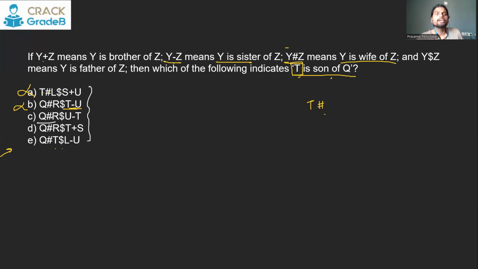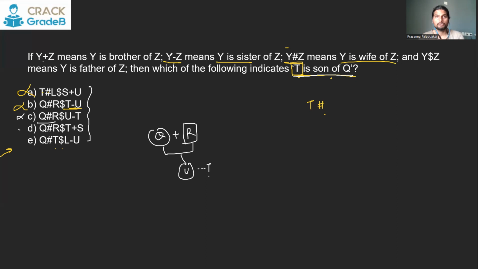So quickly we can say Q hash R. Hash means wife, so Q is the wife of R. R dollar U means R is the father of U. U minus T means U is the sister of T. So are we guaranteed by this statement that T is the son of Q? No. T's gender is not yet confirmed. So no, you can't say this.